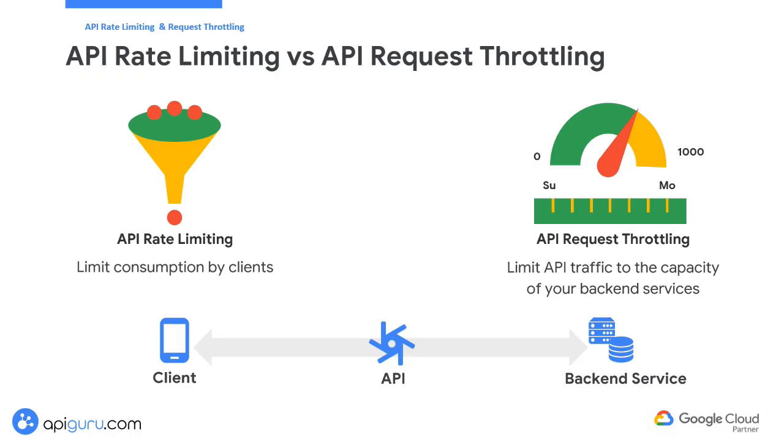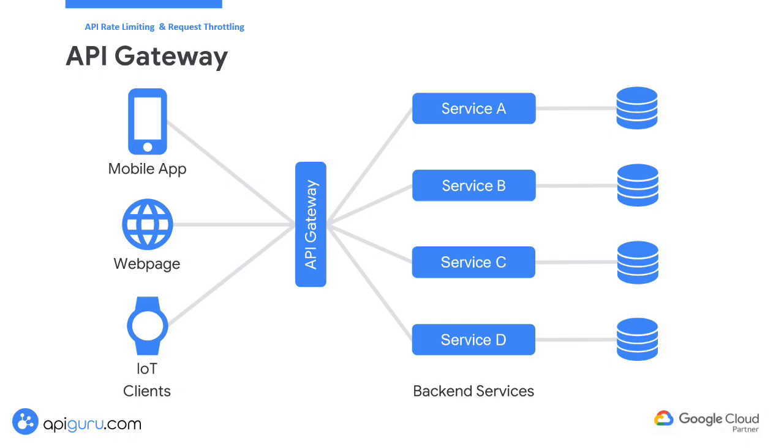By combining API rate limiting and request throttling, you can ensure a robust and efficient API experience for your users. If you're using an API gateway like Amazon API Gateway, Kong or Apigee, they often provide built-in support for rate limiting and request throttling. This is one of the most efficient places to implement them because the gateway handles incoming requests before they reach your backend services.